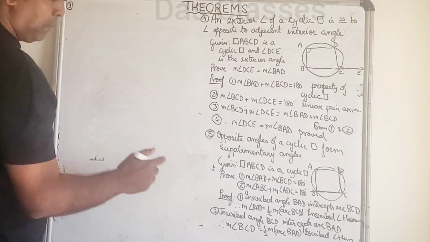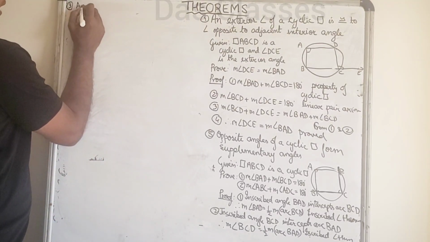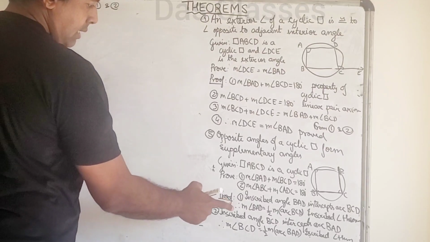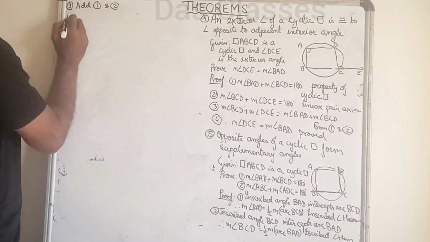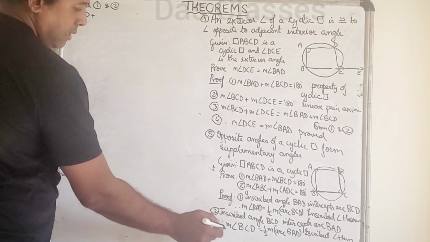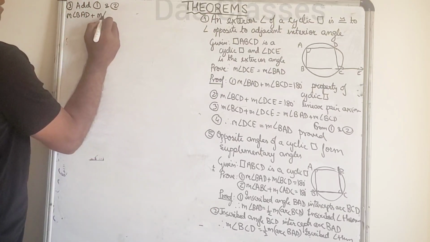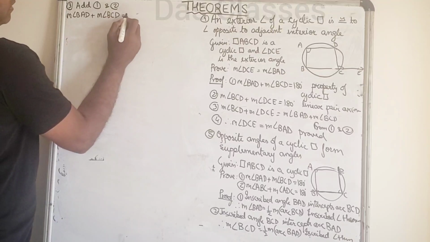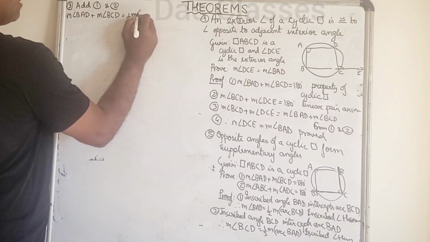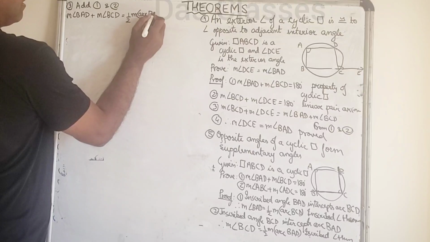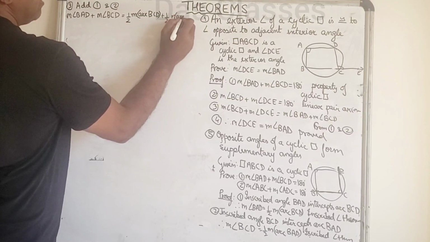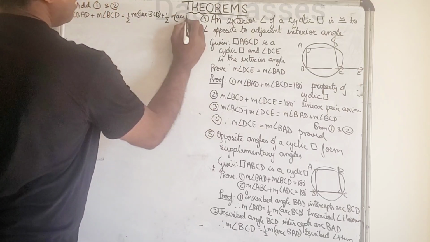Add steps 1 and 2. So what I'm going to get is measure angle BAD plus measure angle BCD should be half of measure arc BCD plus half of measure arc BAD.